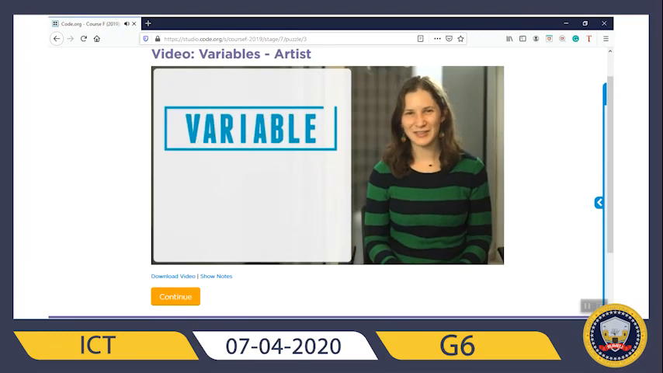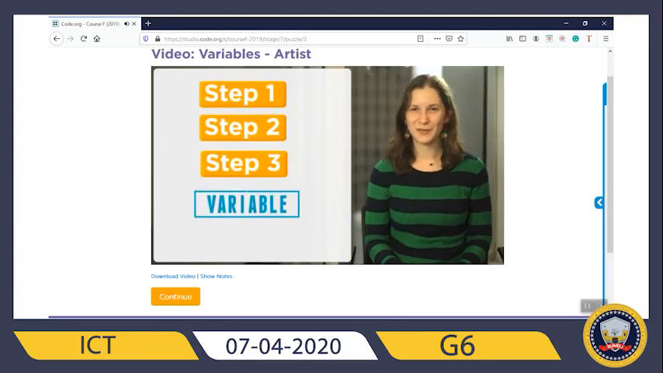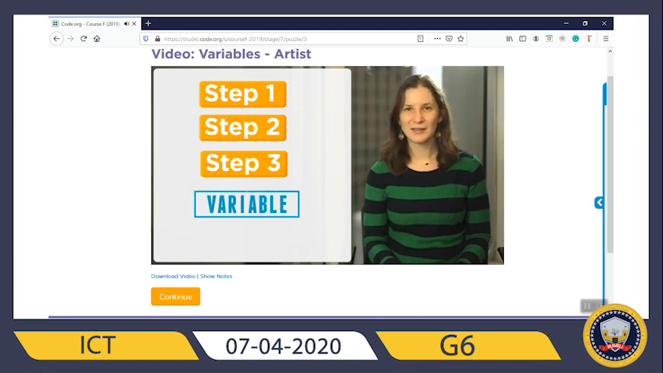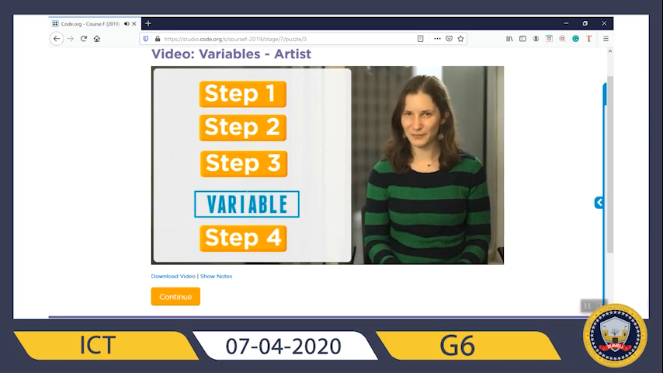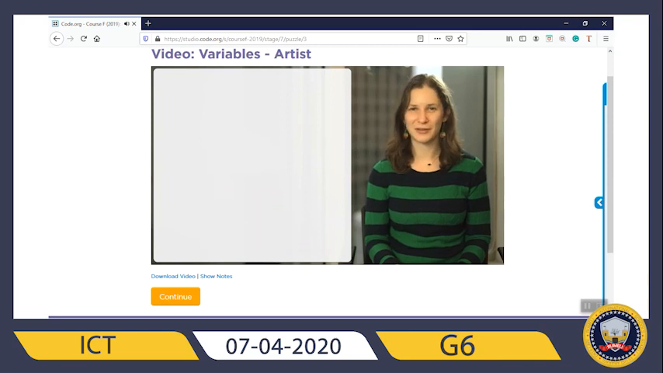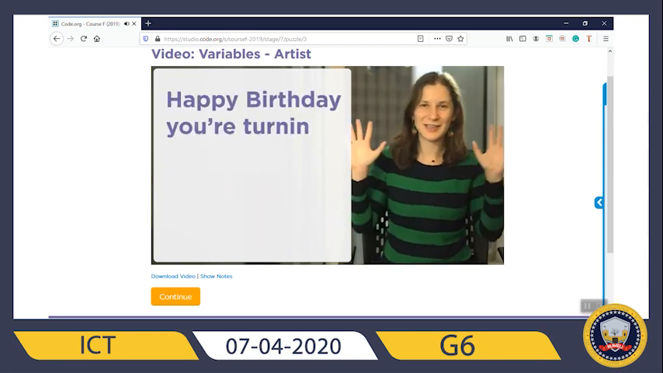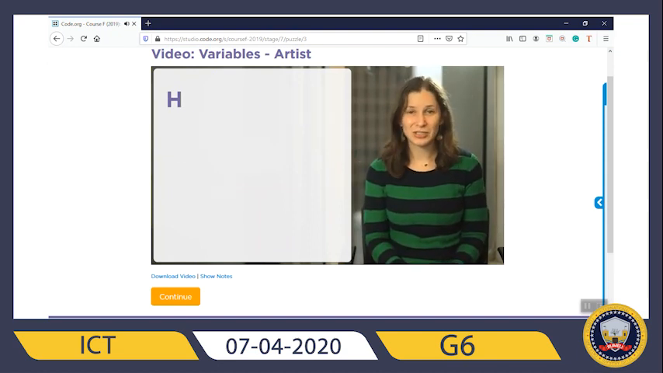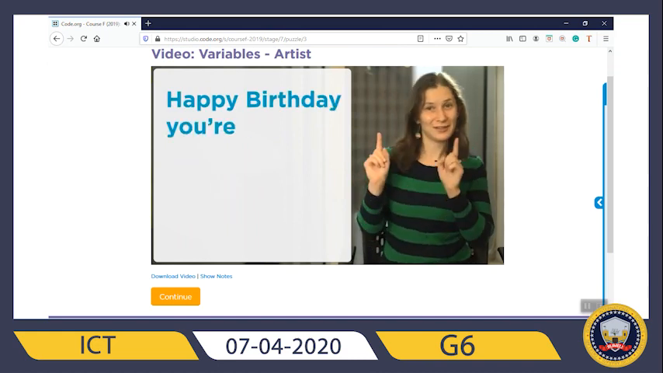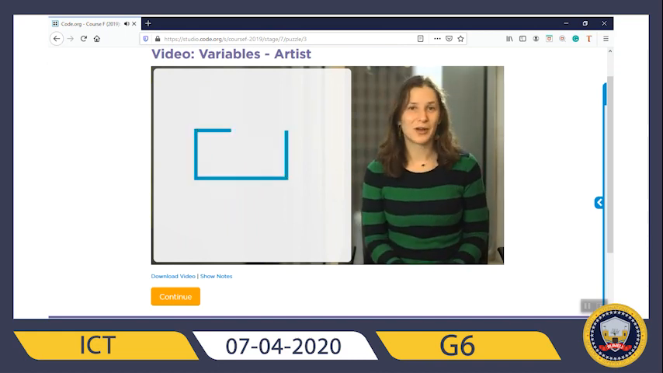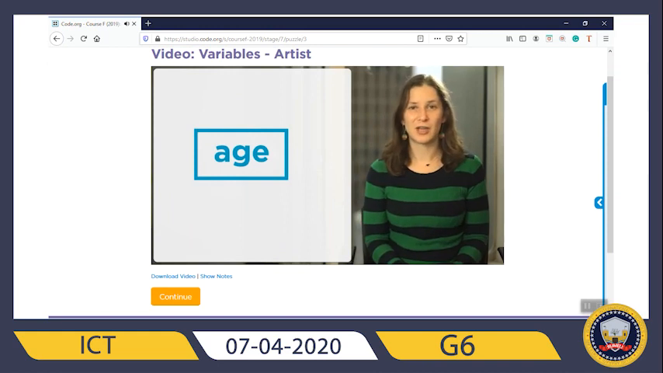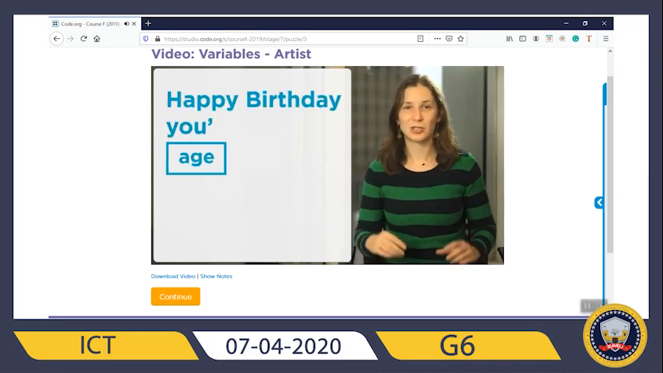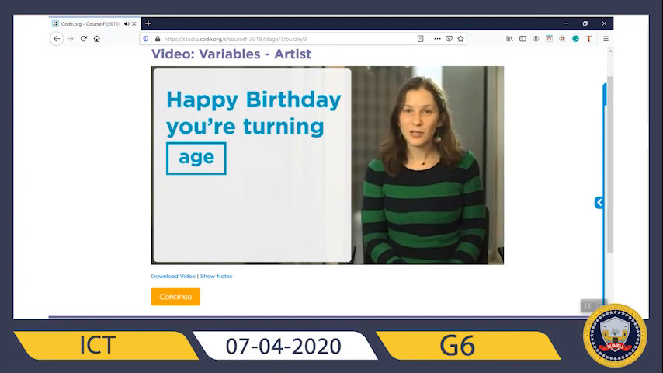A variable is a container that you can store a value in. When you use that variable in an algorithm, it opens up the container and looks at the value inside. This lets you write smarter algorithms that behave differently depending on the value stored in your variable. For example, if you wanted to write an algorithm to say, "Happy birthday, you're turning 10," to my little brother, that's great now, but when I run it next year, I'd want it to say, "Happy birthday, you're turning 11." I could create a variable called age, store my brother's age, and write my algorithm to say, "Happy birthday, you're turning age" instead, because variables can change.